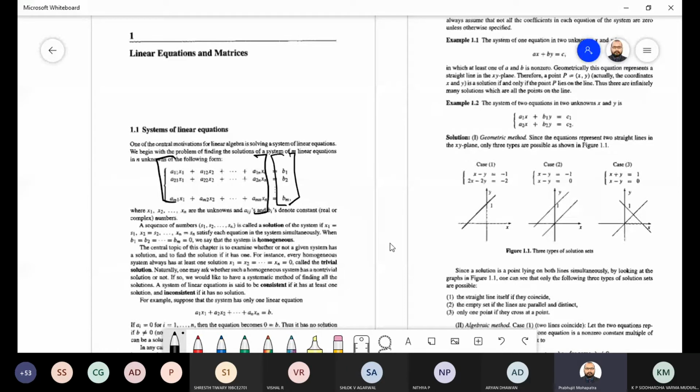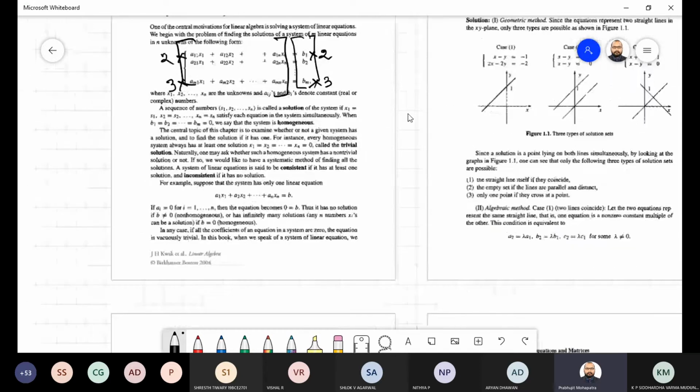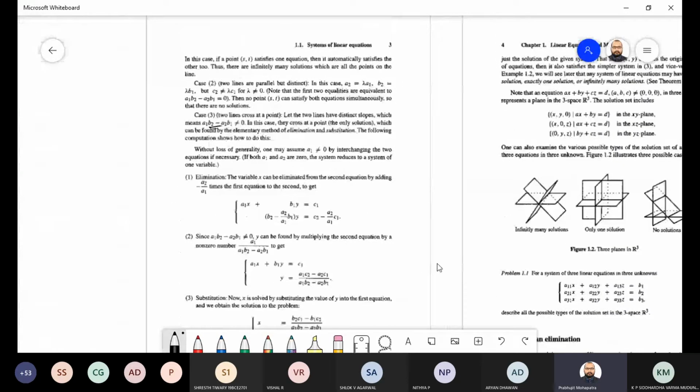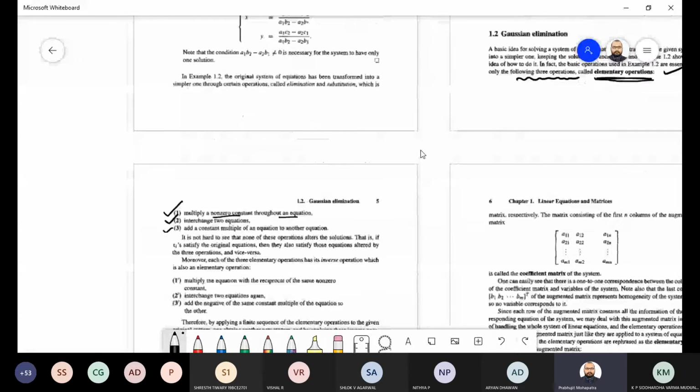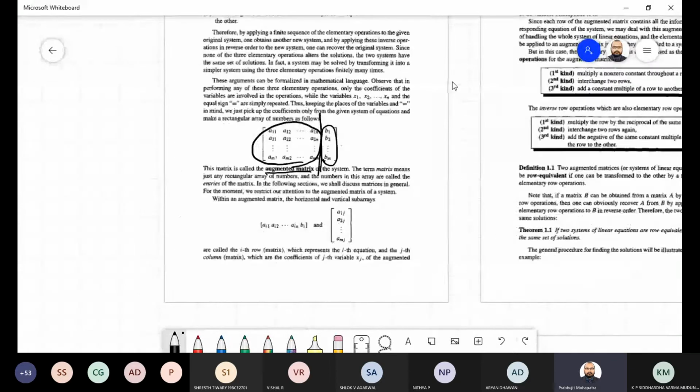If you are multiplying 2 with equation 1, then you have to multiply 2 with the right side of the first equation. If you are multiplying 3 with the last equation, then you have to multiply 3 with the right side. So you have to take both the left hand side as well as the right hand side. When you take both sides and write them in terms of a matrix, it is called the augmented matrix.